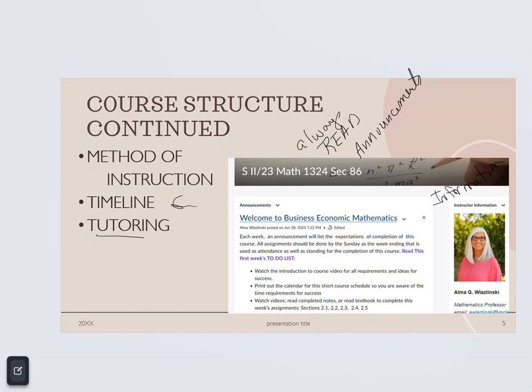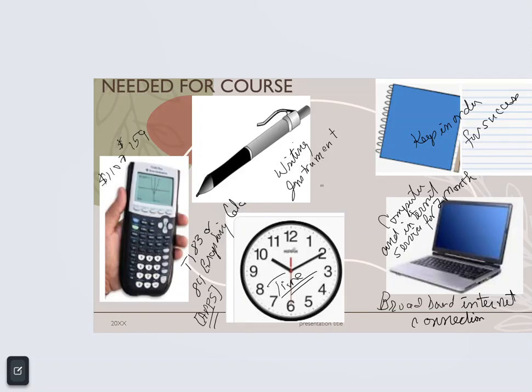So let's talk about what you'll be needing for the course. You will be needing a TI 83 or 84. They run approximately, and I'd written this out to remind me, and I forgot to erase it, so I'm so sorry, they are from 110 to 160. So that's what that was.